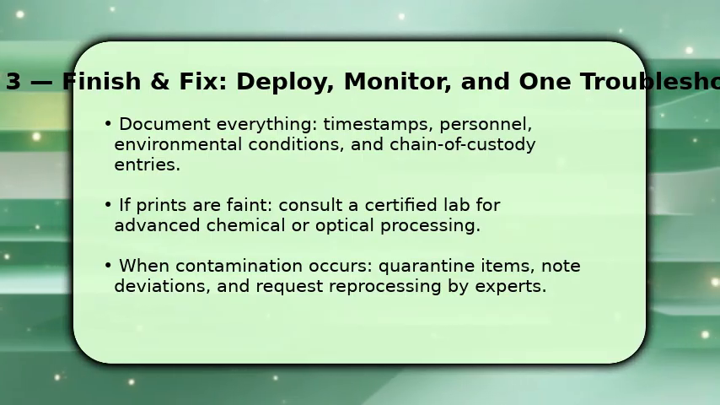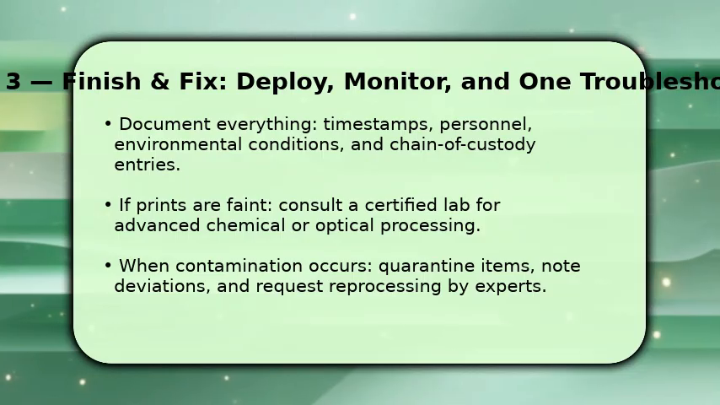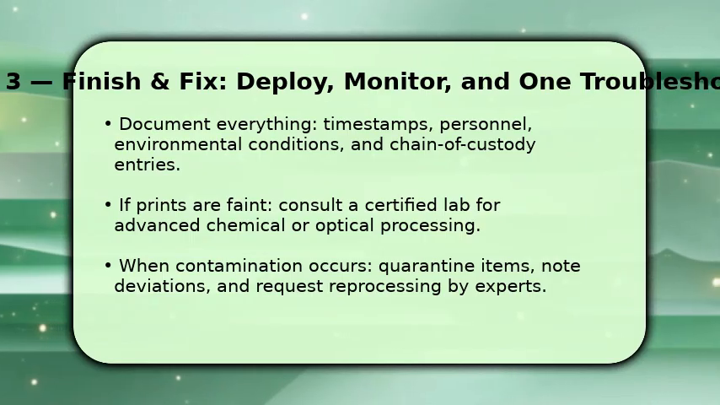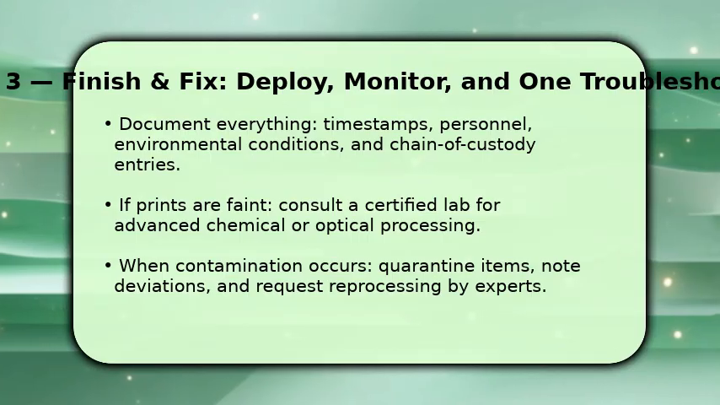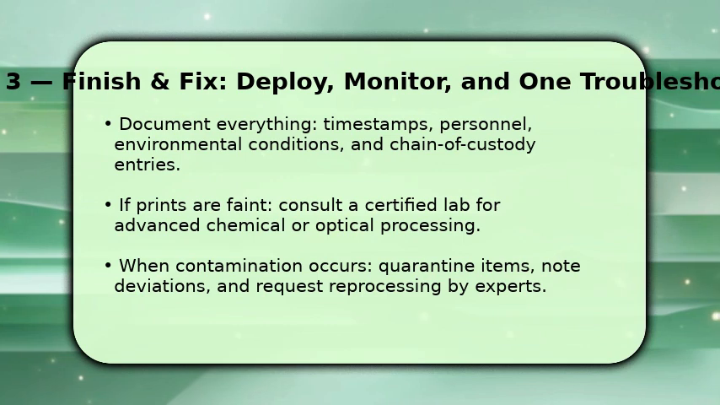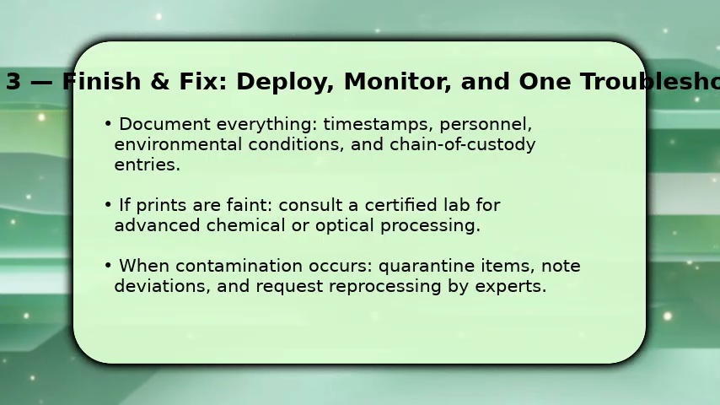This maintains evidentiary integrity. If visualization attempts yield faint or partial prints, do not attempt homemade fixes. Instead, escalate to a certified forensic laboratory that can apply controlled chemical or optical methods. If contamination or unexpected residues appear, quarantine the item and record deviations immediately so specialists can evaluate.